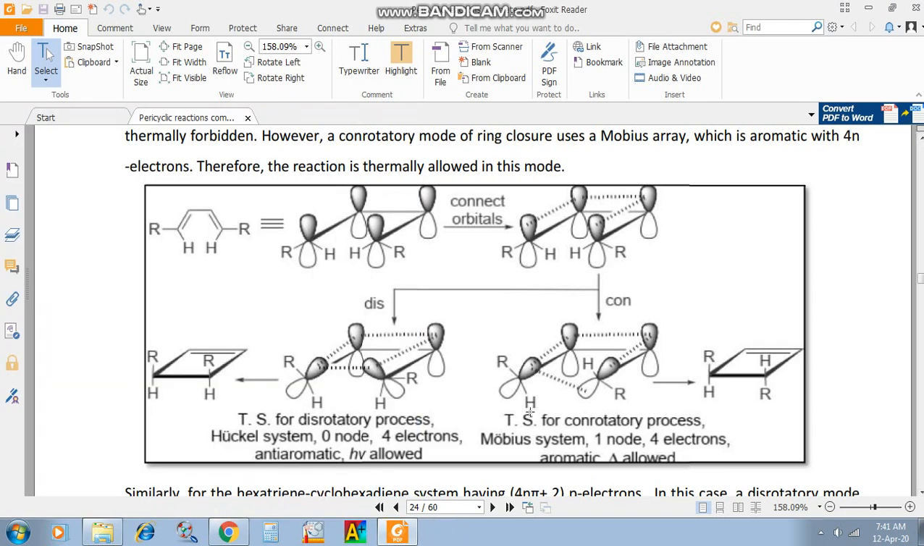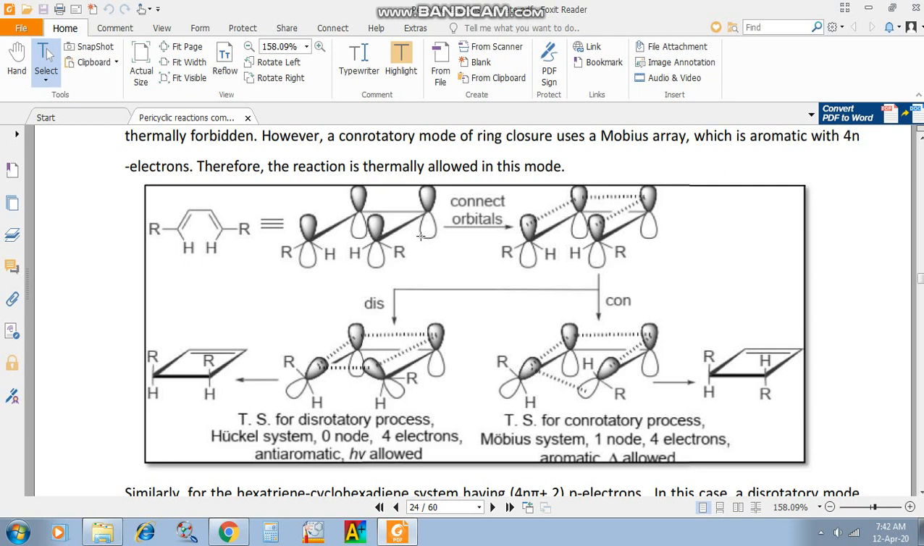Now consider the case of 1,3-butadiene, and how to arrive at the conclusion on the basis of PMO. In all cases in the PMO method, we always take the lowest energy orbital, that is the lowest bonding level. So psi 1 we have taken. Here we can see that psi 1 is taken for butadiene. So the first thing is we have to identify the orbital which has the lowest energy.